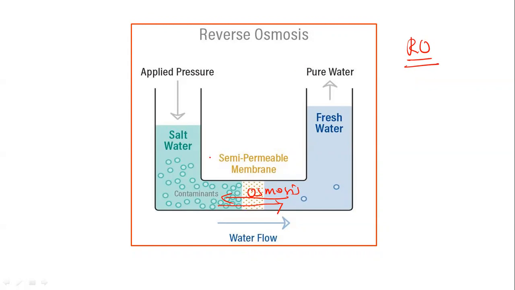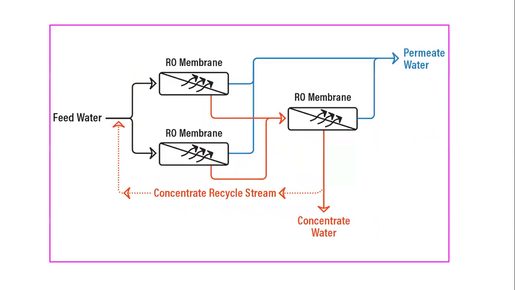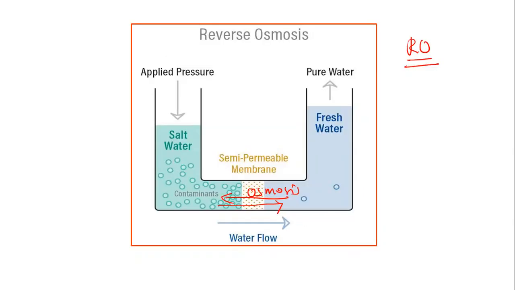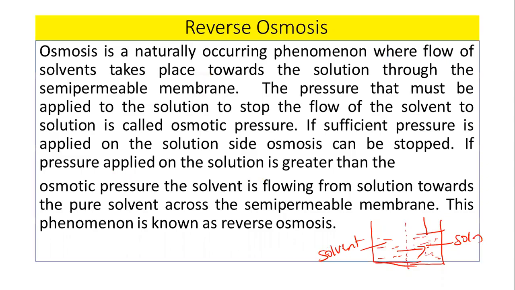Whatever contaminants are present in the water can be stopped here, and only the pure water moves through by applying the larger pressure. So that is the reverse osmosis process. You can see the reverse osmosis process here.